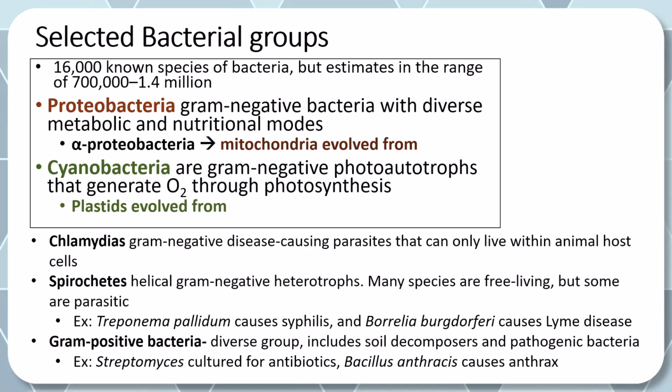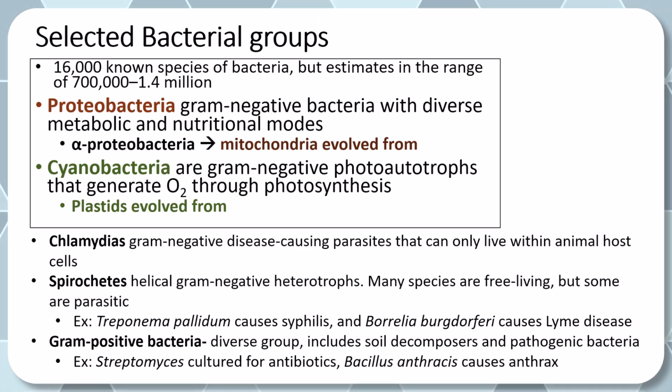This is likely because I'm biased towards eukaryotic organisms, and proteobacteria are gram-negative bacteria, and they have diverse metabolic and nutritional modes, but mitochondria are thought to have evolved from alpha proteobacteria. Cyanobacteria are gram-negative photoautotrophs that generate oxygen through photosynthesis, and plastids like chloroplasts evolved from cyanobacteria.